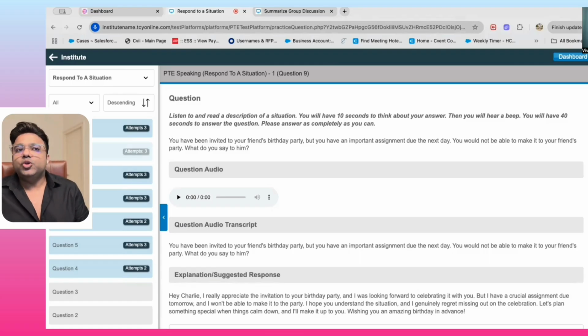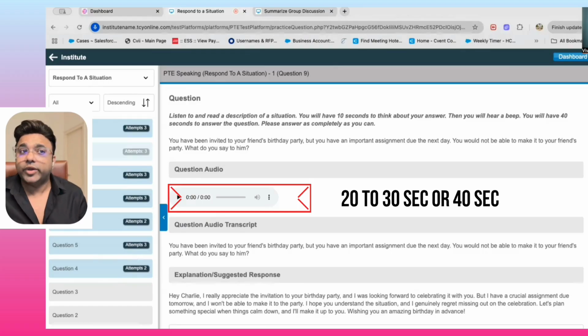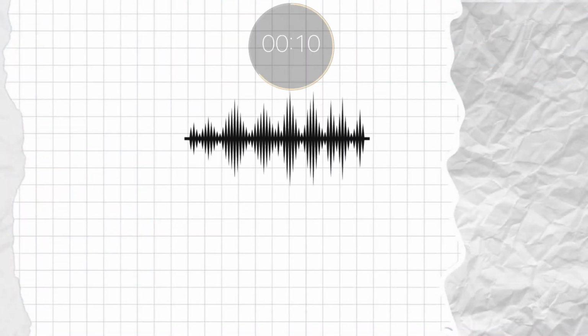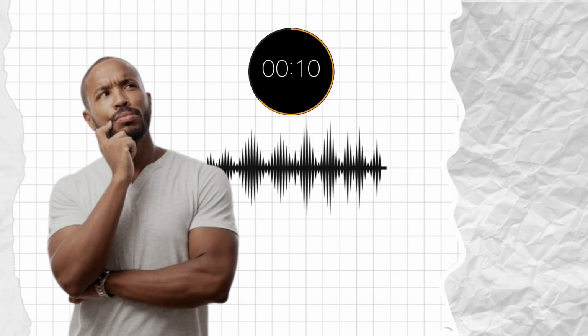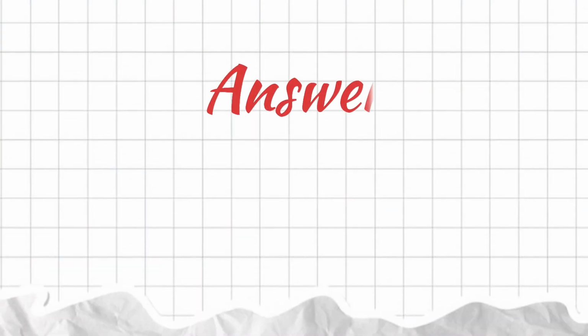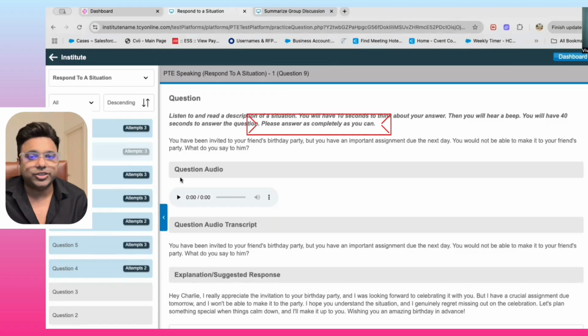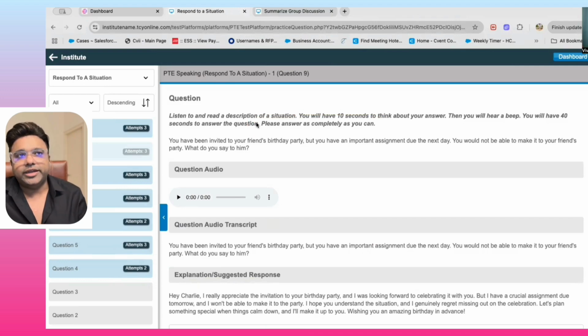All right. You would be given an audio that's going to play. This audio can vary between 20 to 30 seconds or 40 seconds as well. You would listen to the clip. You then have 10 seconds to think and then hear a beep, post which you can start recording your answer. Your answer needs to be recorded within 40 seconds. And please answer as completely as you can. These are the instructions that even the Pearson test portal will give you when you're attempting the examination. Once again, keep in mind that these questions will start appearing on your PTE test after August the 7th.